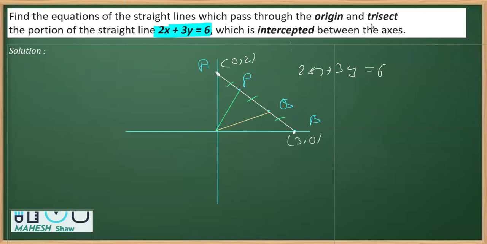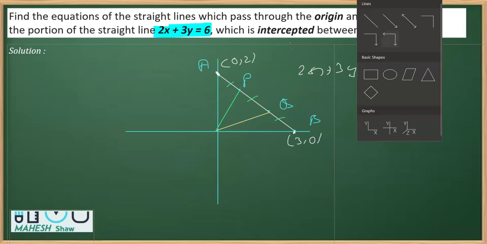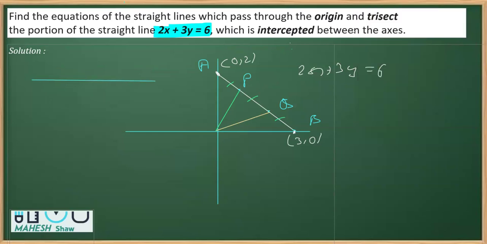Now, for that, I'm going to obtain the coordinates of P and Q. It is trisected, that means they are in three equal parts. If I make AB over here, this is point A and this is B. This is trisected, that is P and Q. So here we know the coordinate of A is 0, 2, and that of B is 3, 0. And we have to obtain the coordinates of P and Q.